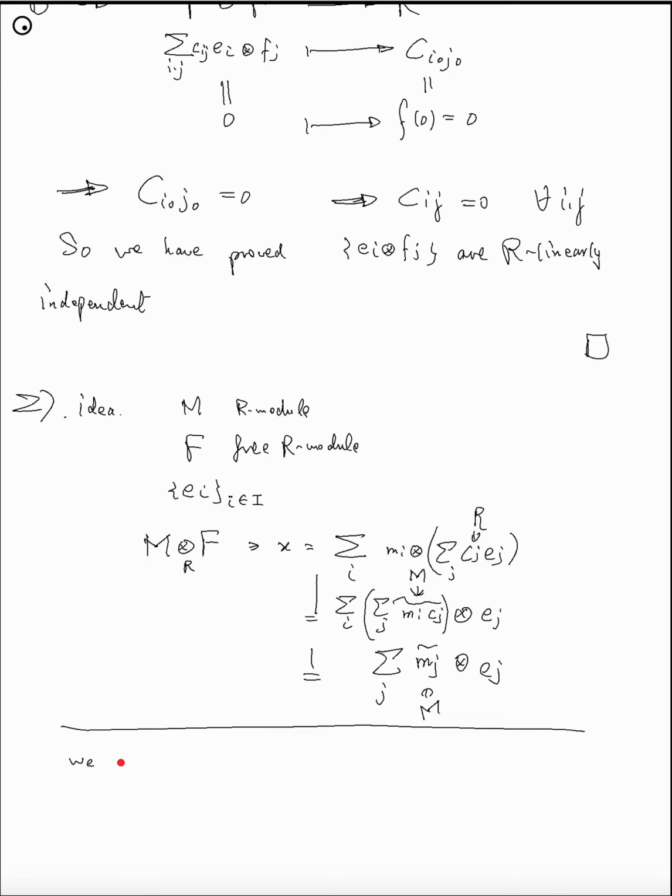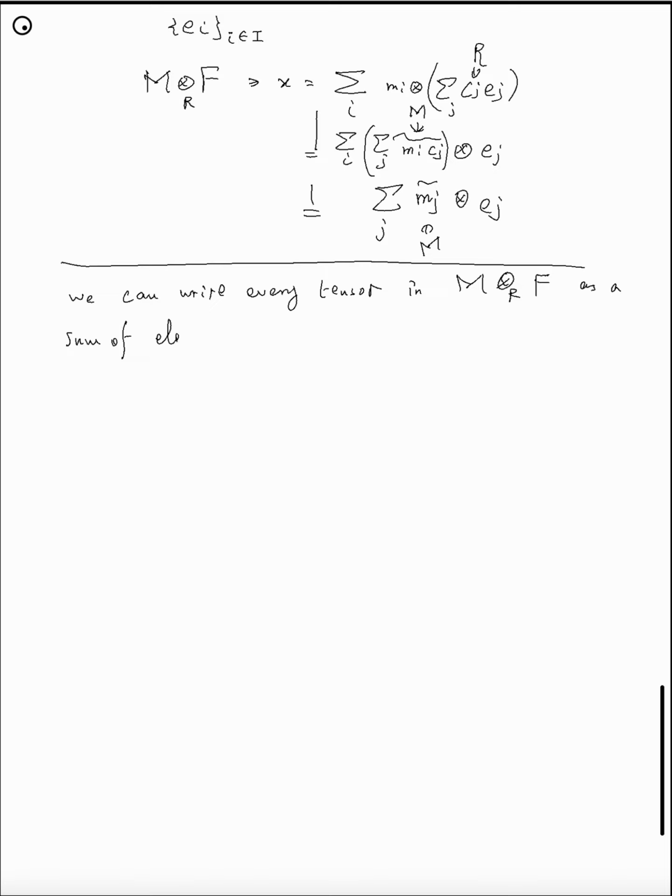So the point is to show the uniqueness. Summarize what I discussed. We can write every tensor in M tensor R^I as a sum of elementary tensors of the form m_i tensor e_i.